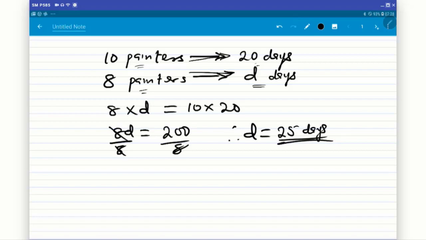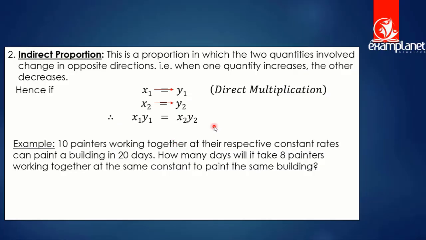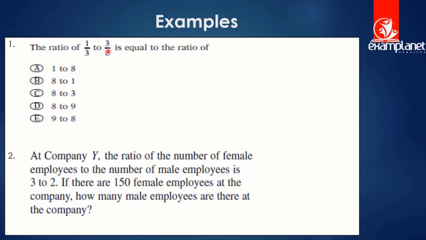So meaning we need 25 days for 8 painters. So decreasing the number of painters will cause an increase in the number of days. Alright, so that is how we can solve indirect proportion questions. Okay, now let's look at these questions quickly to wrap up the class.